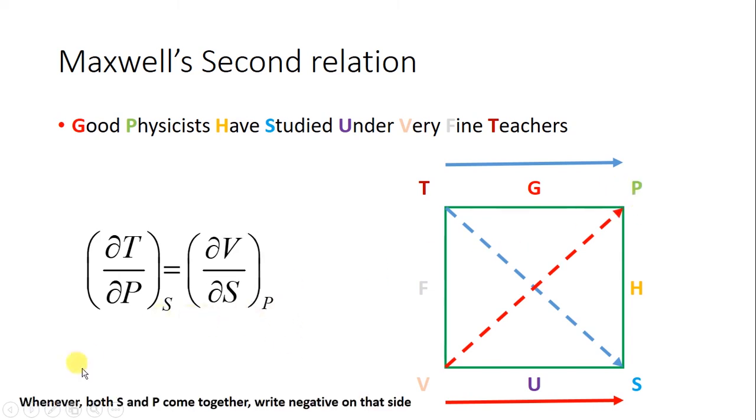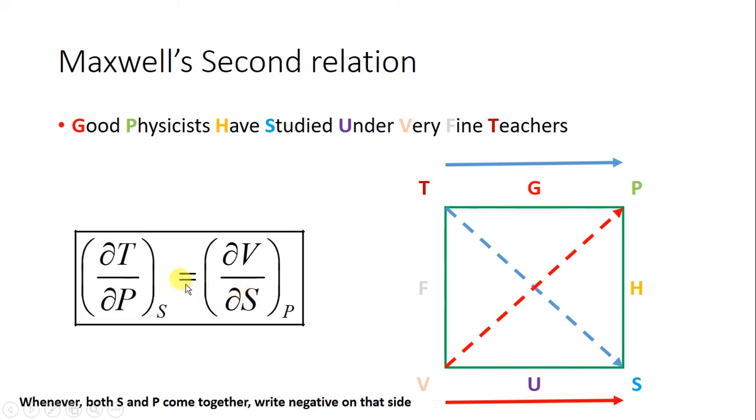Now again for sign convention, when S and P come together, we should write negative on that side. So here S and P are together, here also S and P are together. So both the sides will be negative, and it will become positive. So ∂T/∂P at constant S is equal to ∂V/∂S at constant P. This is the second Maxwell relation.